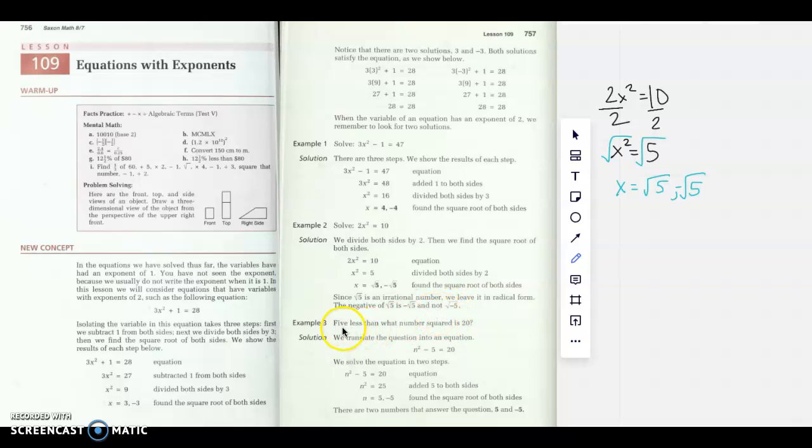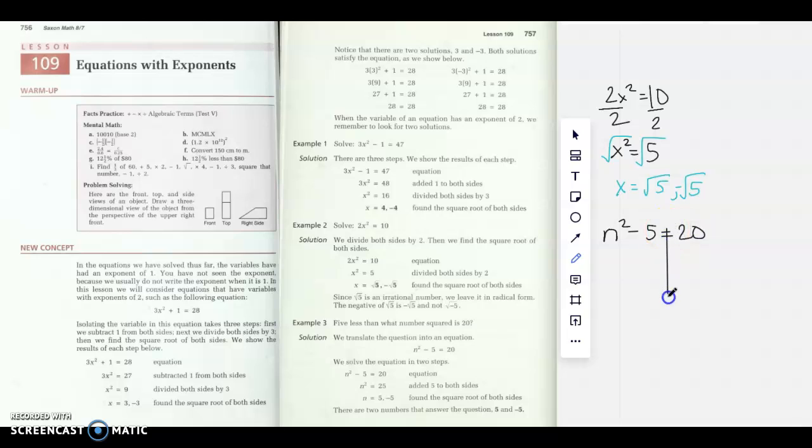So let's look at example 5. It says 5 less than what number squared is 20. So we're going to translate that into our equation. 5 less than means that we're subtracting 5 away from some number. 5 less than what number? I think it is n squared is equal to 20.